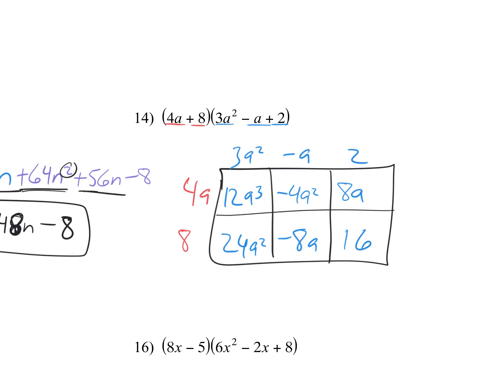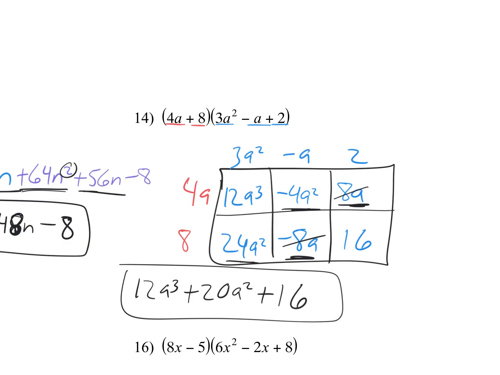And these are the terms that you're going to combine if possible. So we get 12a to the third. I have a negative 4a squared plus a 24a squared. That's going to get me a 20a squared. I have an 8a minus 8a. What's 8 minus 8, guys? 8 minus 8. 0. Good. So there's no more a term. And then I have a plus 16 that can't combine with anything.